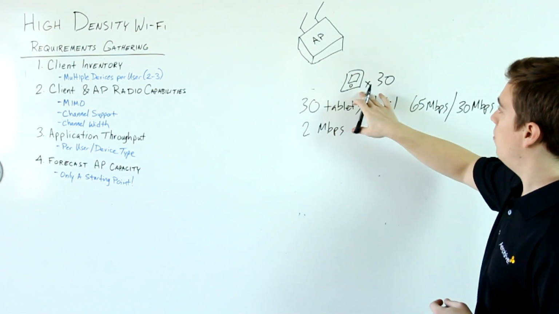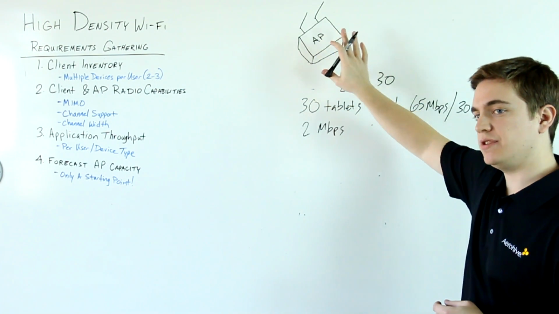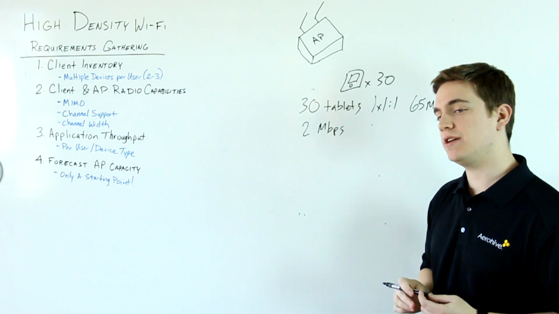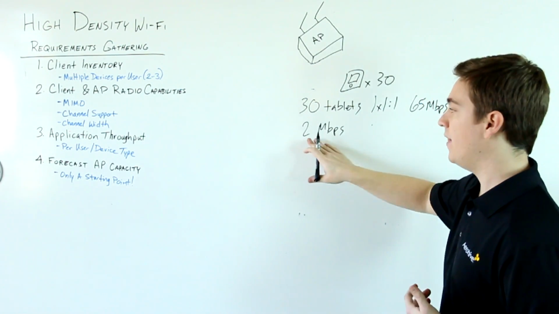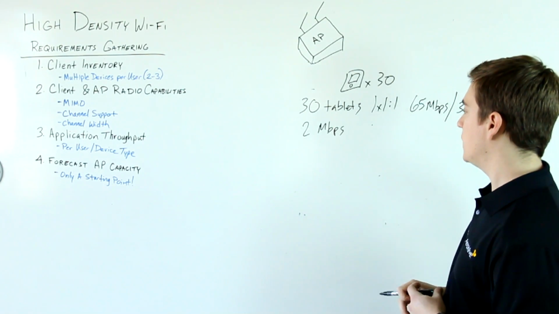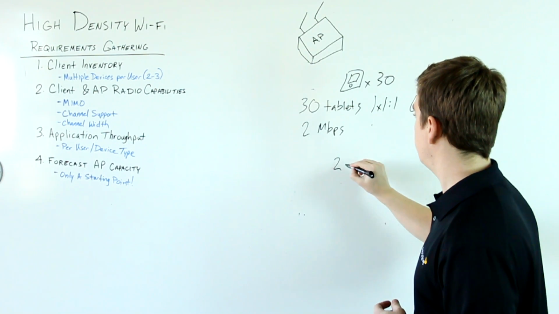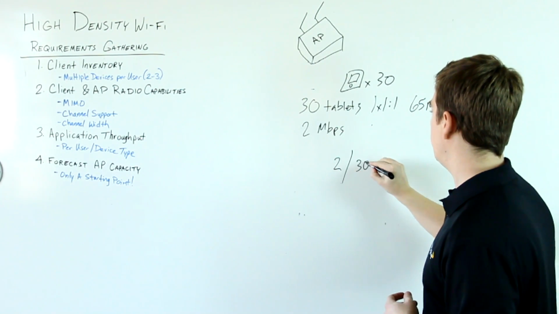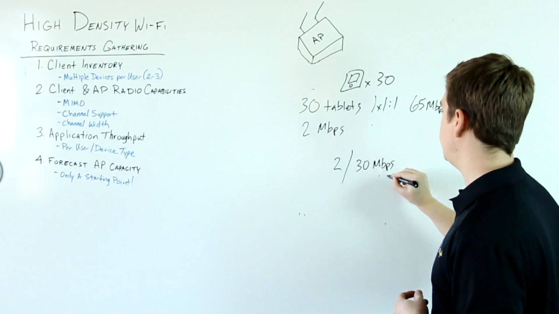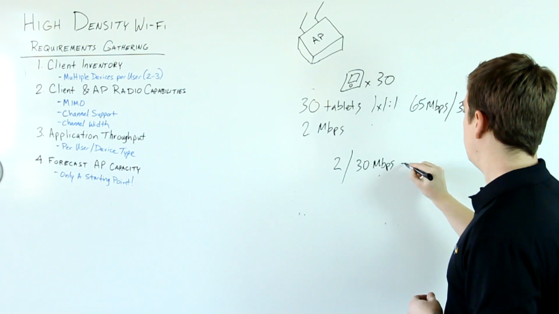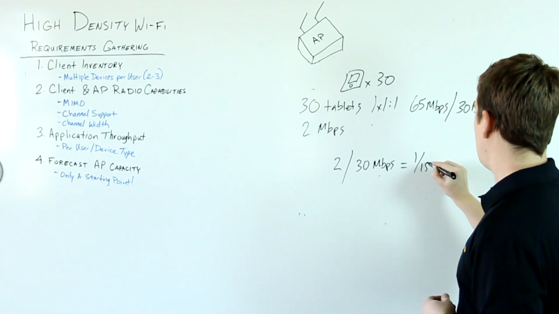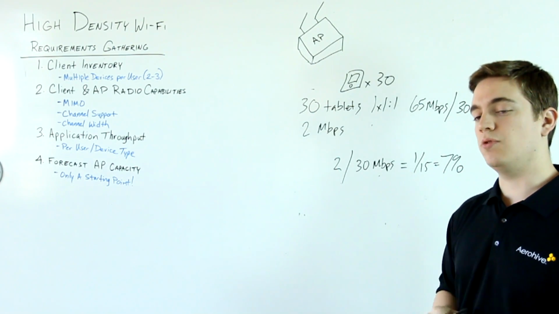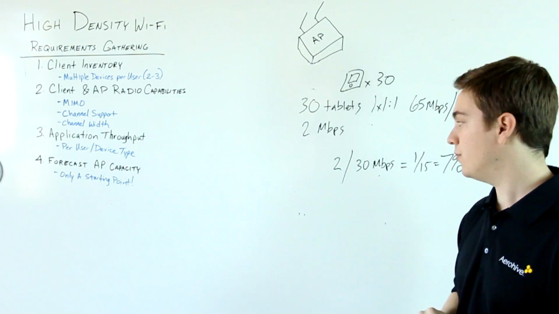So to understand how many access points, radios, and channels we need to support all 30 of these tablets in a classroom, we need to understand how much airtime each one is going to use in order to get through that 2 megabits per second video. So here we take 2 megabits per second, divide it by the actual capability of the client device, which is 30 megabits per second of actual TCP/IP throughput, and that gives us approximately 7% airtime that each client device is required in order to get the desired application throughput.